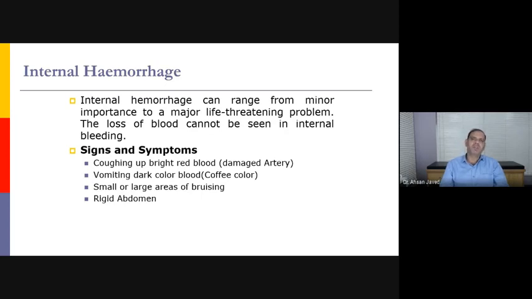So internal hemorrhage can be a minor problem, but it can be a life-threatening problem because you are not able to see the blood flowing. Because if you are able to see the blood flowing, you may take immediate actions or respond to that emergency situation. But if you're not able to see the blood flow, what will happen?